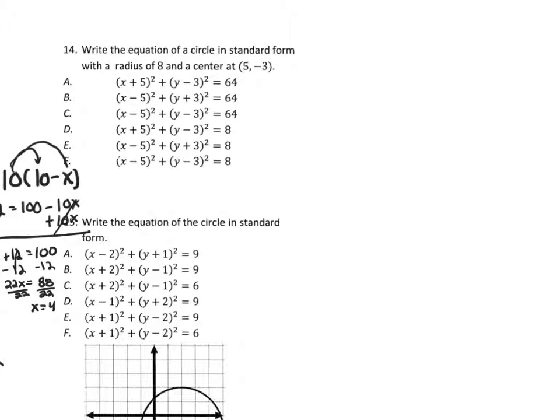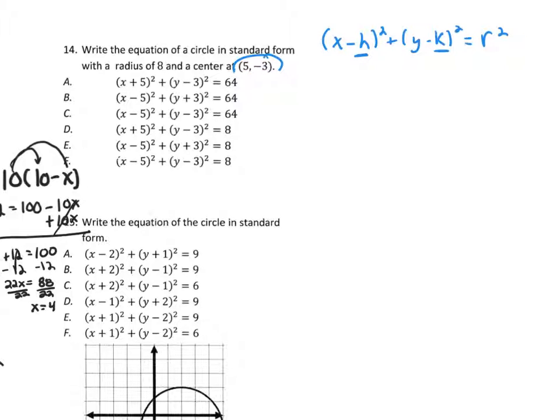It says write the equation of a circle in standard form. So let's just remember what our equation of the circle is. Our equation of the circle is always going to be x minus h squared plus y minus k squared equal to the radius squared. Remember the h and the k, those are going to be the center of the circle. So it says right here that the center of the circle, which would be x and y, are going to get plugged in here.